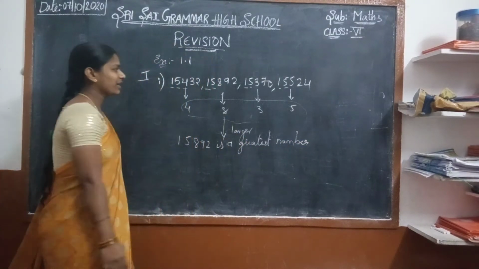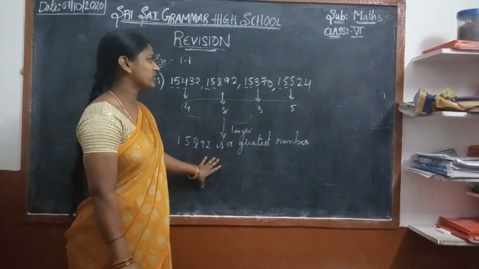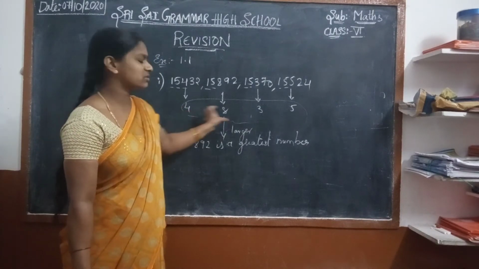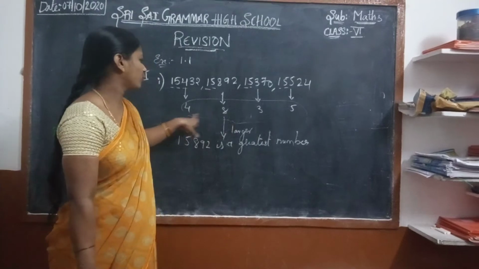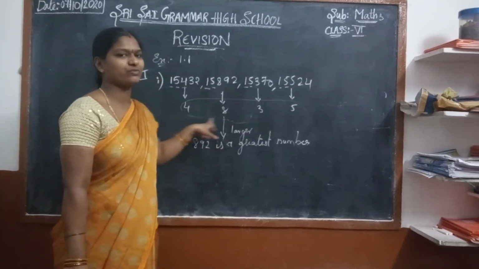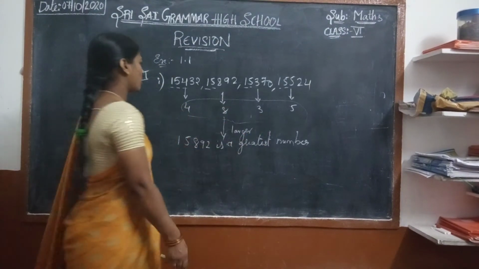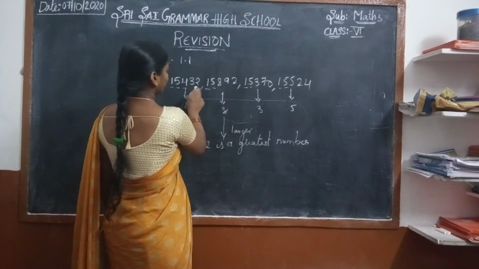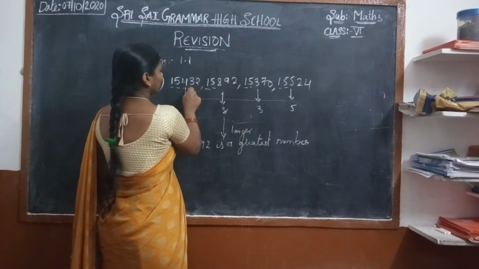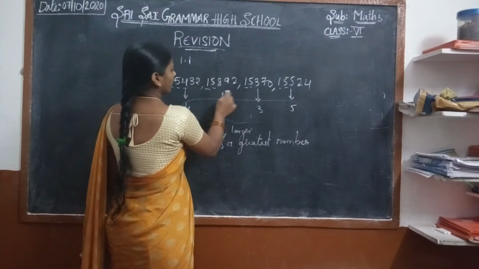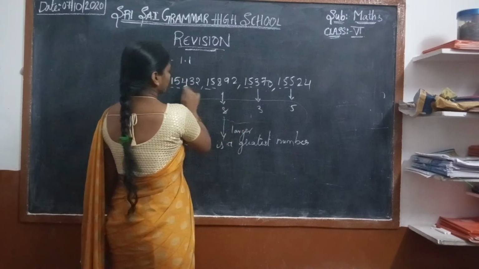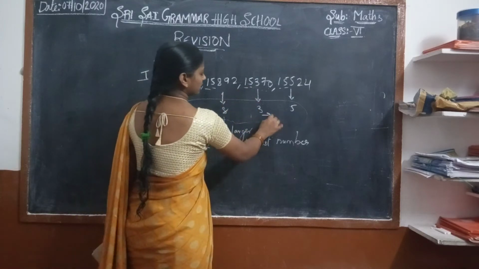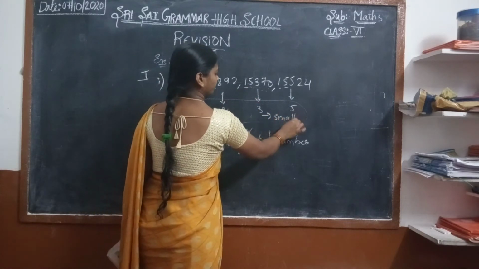Okay. Now next, which is the smallest number from these? Can you say? Let us see the third digits only: 4, 8, 3, 5. 3 is the smallest number. When you compare 15432 and 15370, here 4, here 3. So 3 is the smallest number.